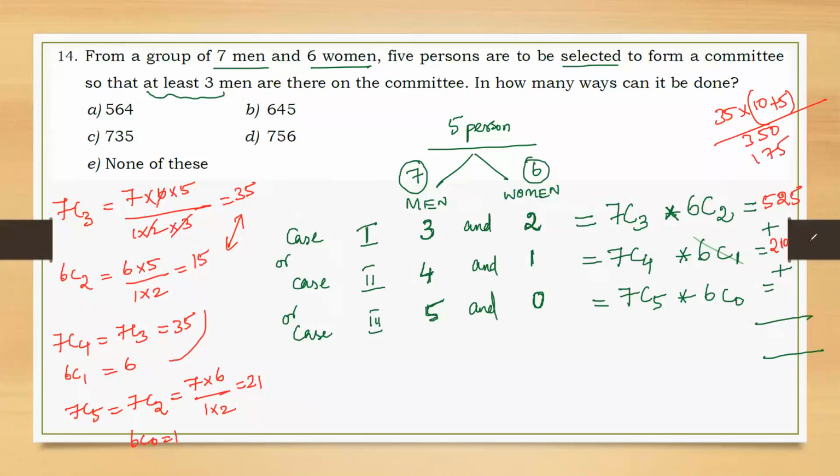Okay, I'm not getting here. 210. Then last 21 into 1, 21. So if you add all the numbers, you will get 756.